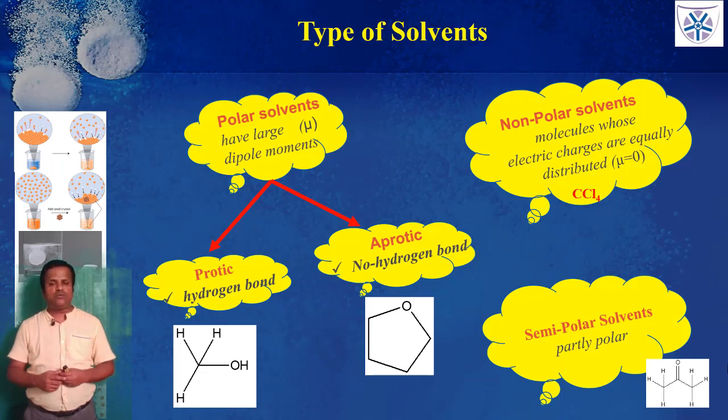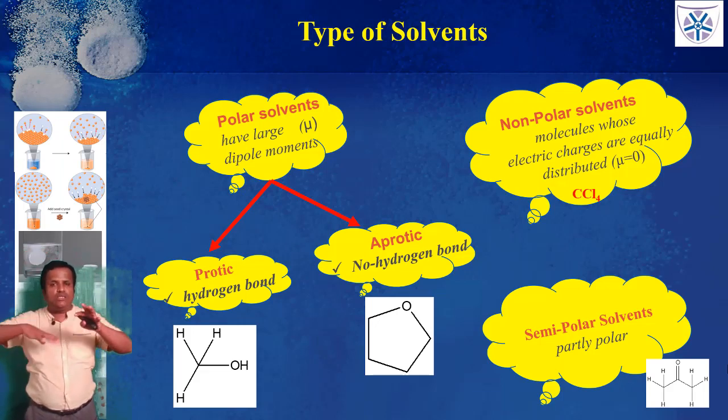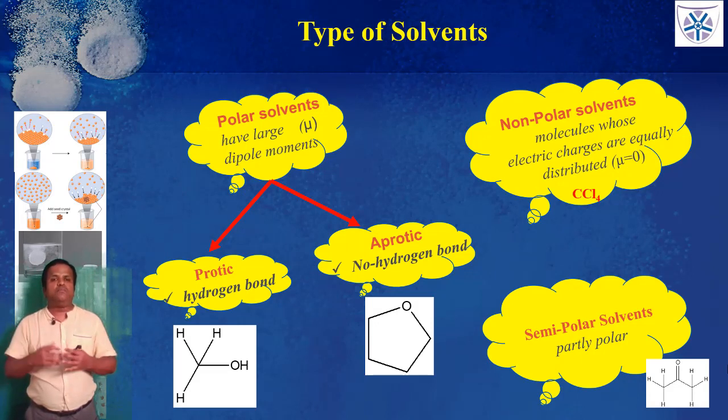Okay, if we come to the third one, semi-polar solvents. What are semi-polar solvents? They are partly polar molecules. For example, take the acetone molecule. Because of the carbonyl group existing between the two methyl groups, the oxygen atom in that carbonyl group pulls the electrons and localization happens. Because of that, partial polarization happens, which readily interacts with the solid molecule, leads to solubility and produces the solution. Okay, these are the types of solvents existing.